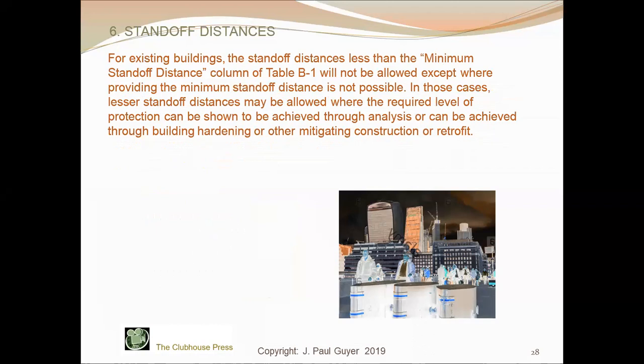For existing buildings, standoff distances less than the minimum standoff distances indicated in table B1 will not be allowed except where providing the minimum standoff distance is not possible. In those cases, lesser standoff distances may be allowed where the required level of protection can be shown to be achieved through analysis or can be achieved through building hardening or other mitigating construction or retrofit.